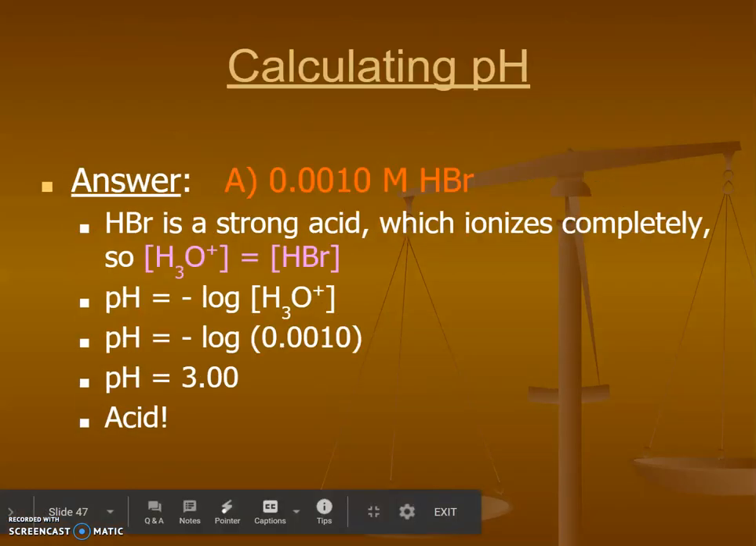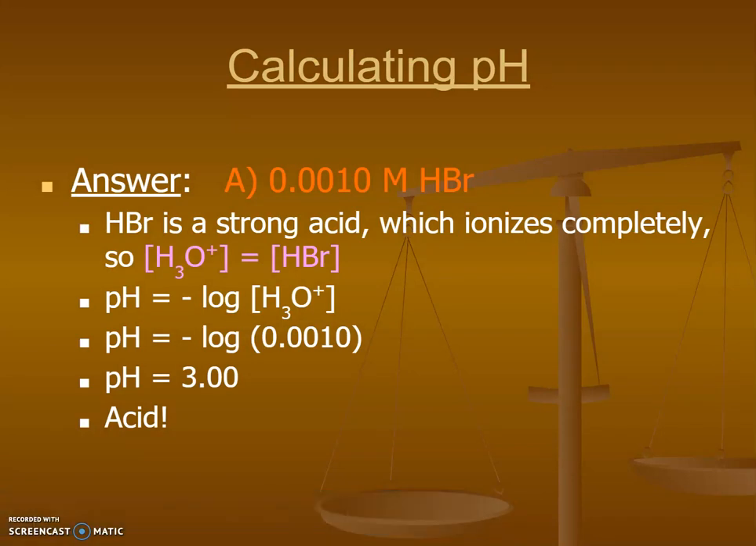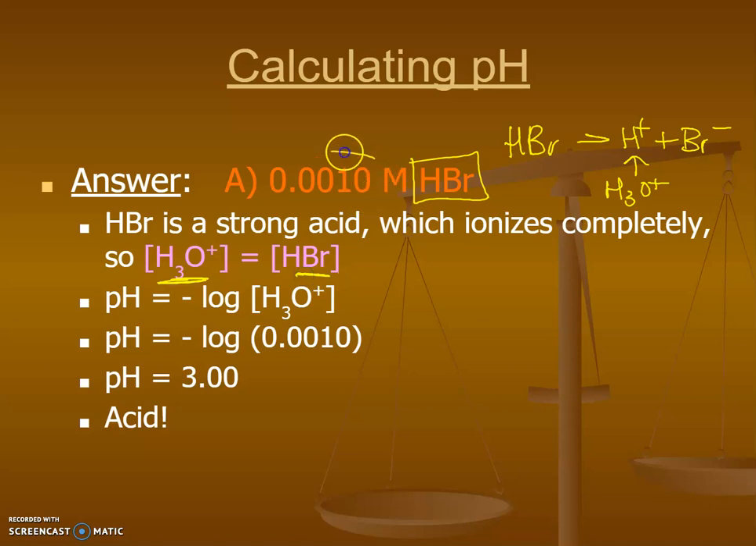All right, so if we have a 0.001 molar HBr solution, HBr is one of those 6 strong acids I told you to memorize. If we know that HBr is a strong acid, we know that it is going to completely break up into H plus and Br minus, and the H plus is going to come in contact with water and make your H3O plus, your hydronium ion. So the hydronium ion concentration will be the same as the concentration of your HBr. So this is the value that you put in right here.